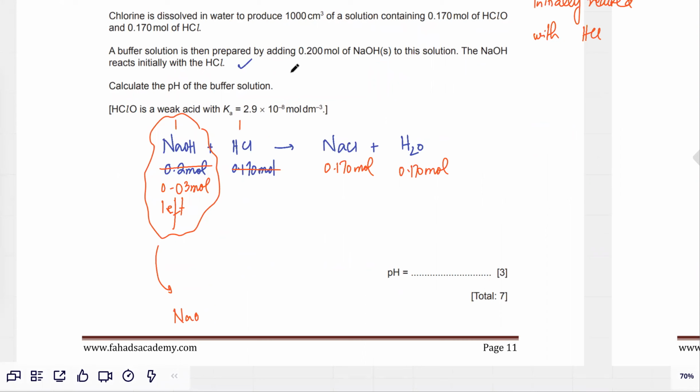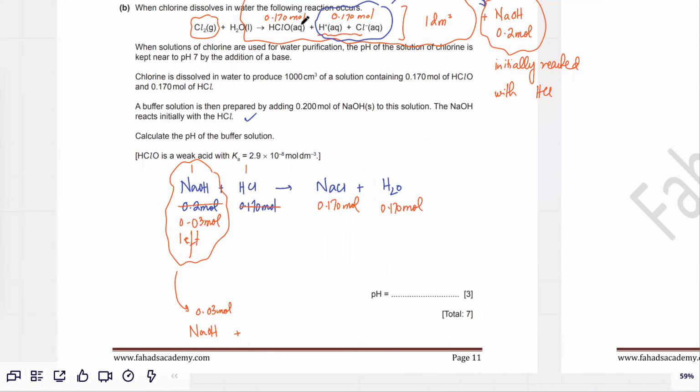how many moles were left? It was 0.03 moles, right? It's going to react with the other acid, which is HClO. And a salt is going to be produced, which is going to be NaClO. That is how salts are always produced, plus water. Whenever you want to produce a salt, the H in the acid is going to be replaced by Na.